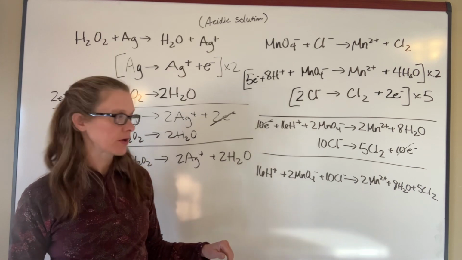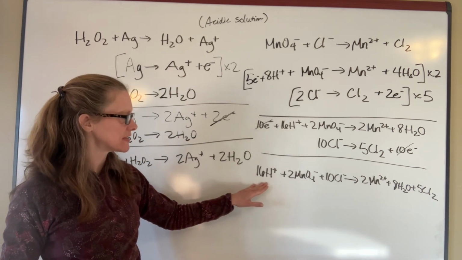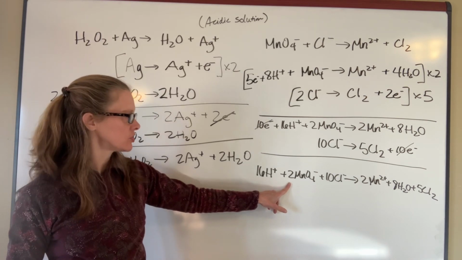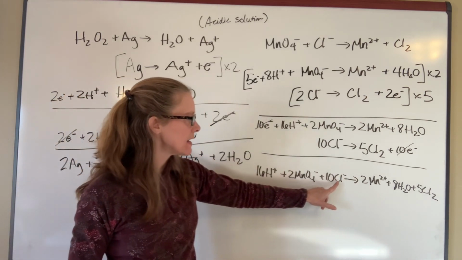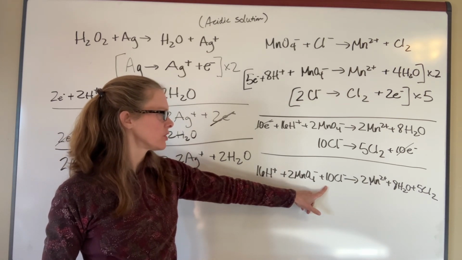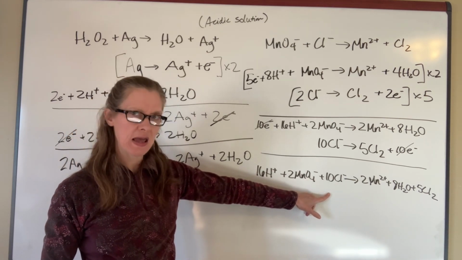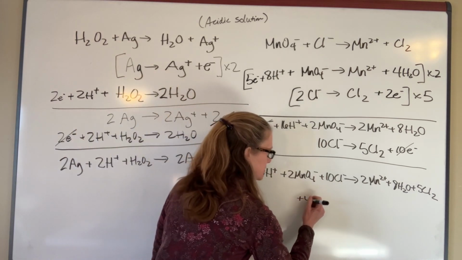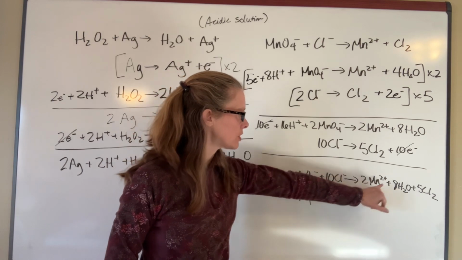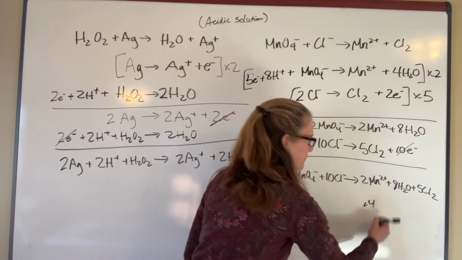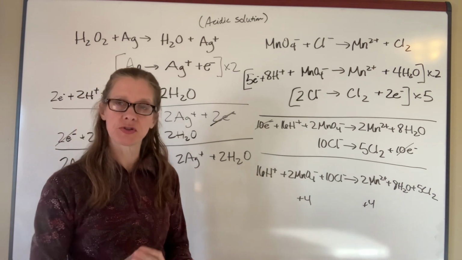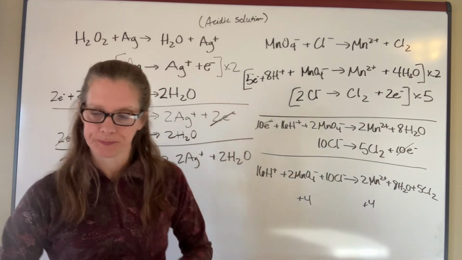Now when I check the charge, here I have a +16 and a -2, which makes a +14. And 10 negative ones, I was at positive 14, and when I add a negative 10, that's going to give me a positive 4 on this side. Then if I look at this side, I've got 2 times a positive 2, and I have a positive 4 on that side also, okay? So I'm balanced according to charge as well.